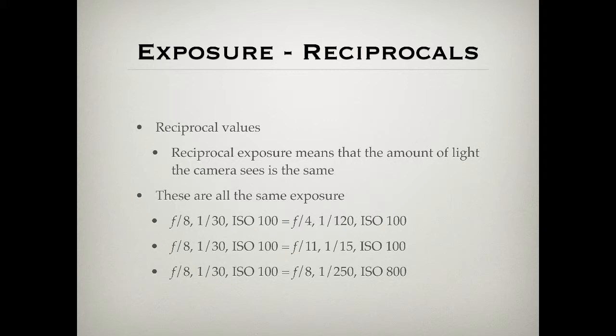Conversely, if we're starting out at f8 for the aperture, 1/30th of a second for the shutter speed, and ISO 100, and we want to get a greater depth of field for our particular nature scene, and we change our aperture opening to f11, so we're going up 1 stop, or changing the amount of light going through to the sensor by 1 stop less, we have to increase the amount of time that light is falling on the sensor by 1 stop. So that's going from 1/30th of a second to 1/15th of a second.